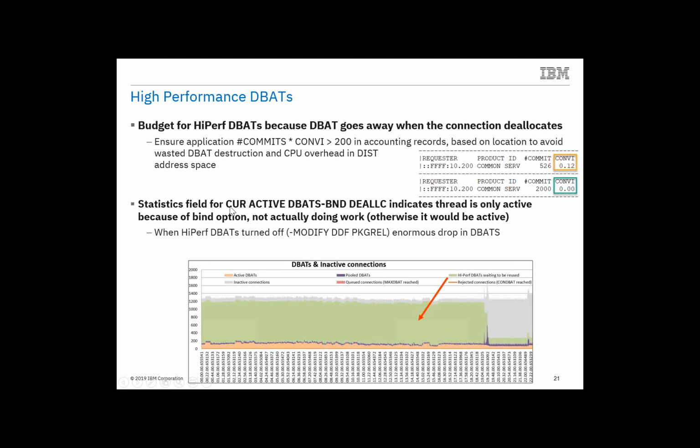Now in the statistics report, I can see, based on current active DBATs bound RELEASE(DEALLOCATE), how many threads are in the system that are only active because I bound them RELEASE(DEALLOCATE). That means they're not actually doing work. An example here is the green, it's that field in statistics. These threads are active only because they're bound high performance, not because they're doing work. So in this customer, this orangey area down here, there's about 200 active concurrent threads. Green are about 1,000. So when they turned off high performance DBATs temporarily for this application, they went down from 1,200 DBATs to 300. So it makes a pretty big difference in there.